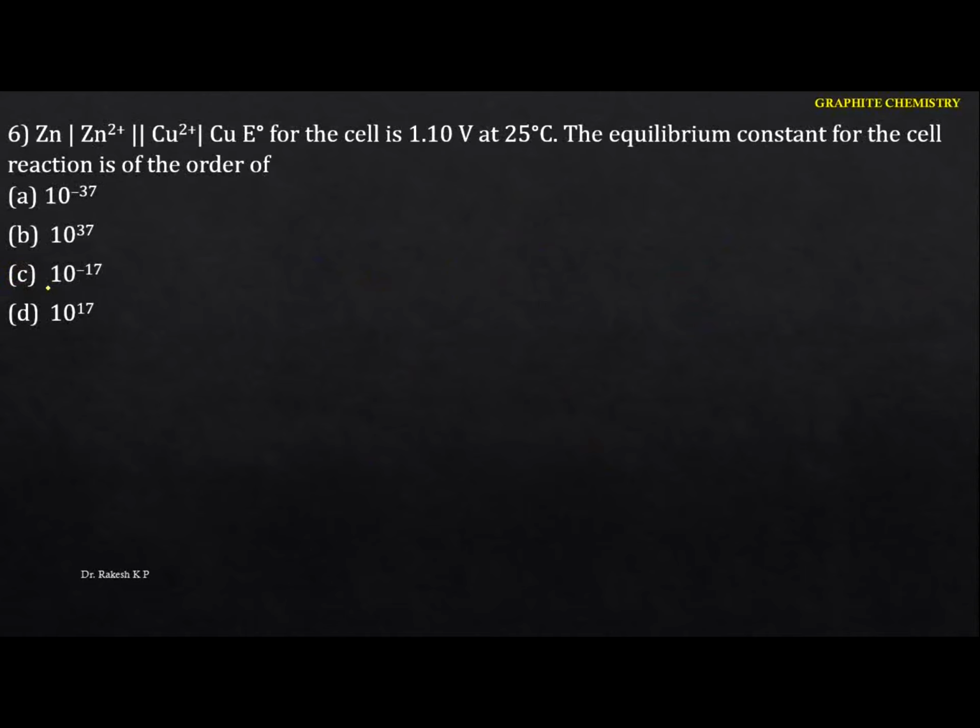So next one. The zinc electrode and the copper electrode here. The E0 cell for the cell is 1.10 volt at 25 degrees Celsius. The equilibrium constant for the cell reaction is of the order. Okay, so let me take this one here. We know that E0 cell is equal to 0.0591 divided by n into log Kc. Here the E0 cell value they have given is 1.10. So 0.0591. Just identify the loss and gain of electrons, n is equal to 2.